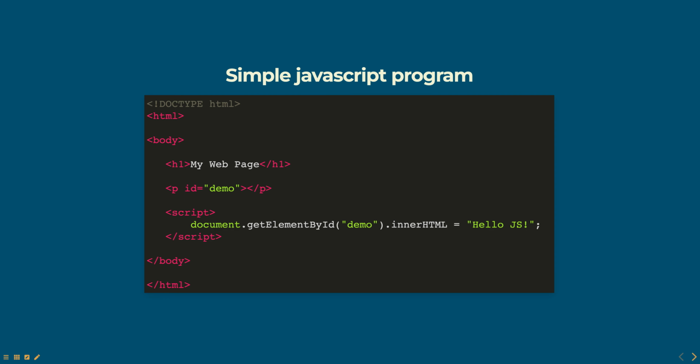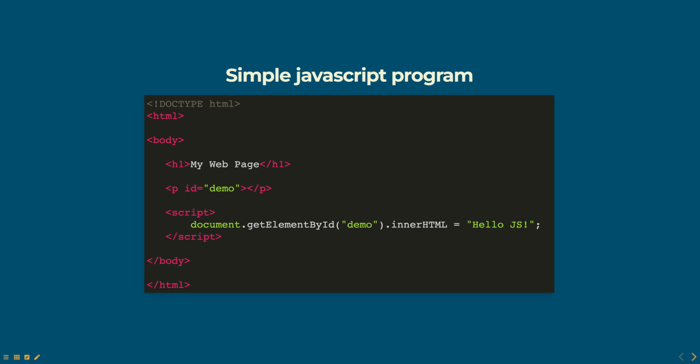Here is an example of a simple JavaScript program that displays a message on a web page. This program uses JavaScript to display the message hello.js on the web page. Here is a breakdown of what's happening in the code.